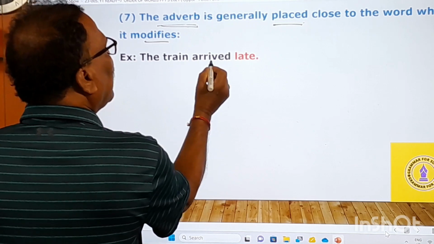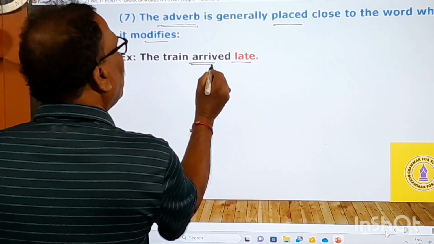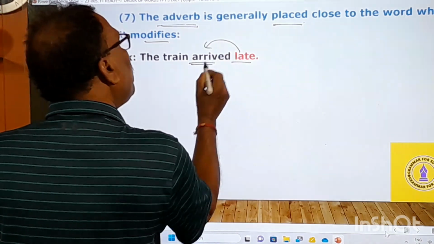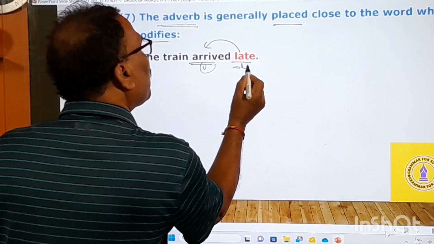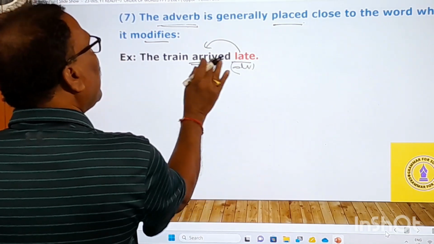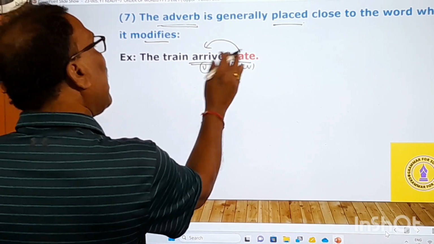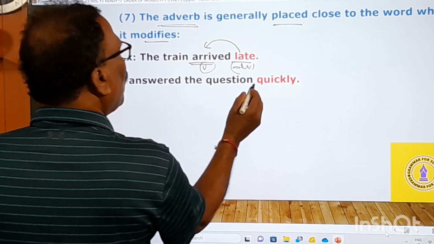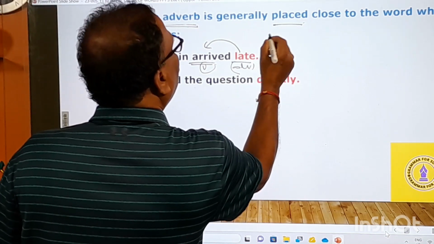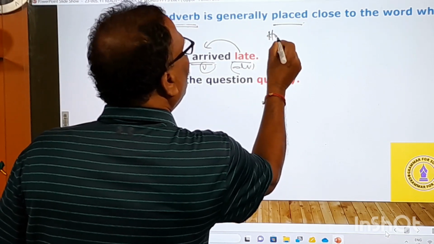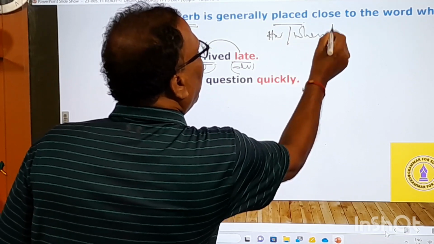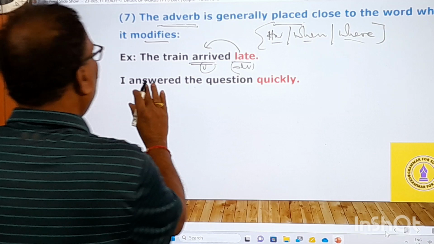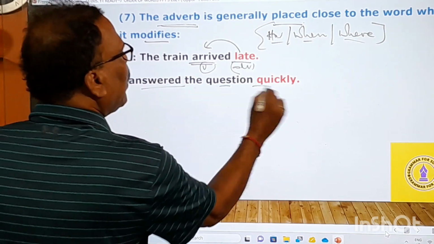The train arrived late. The train arrived when? Late. So this word is describing this verb, adverb. The train arrived. How? Late. I answered the question how. So this adverb answers the questions how, when, where. I answered the question how quickly, adverb.